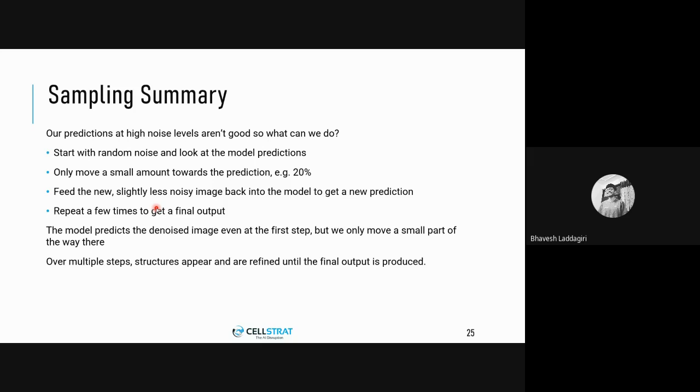So this is sampling. Sampling is done at inference time. We're not training the model or anything. Here we are using an existing trained model, a denoising autoencoder, and using some tricks to get better images in multiple steps instead of a single step.